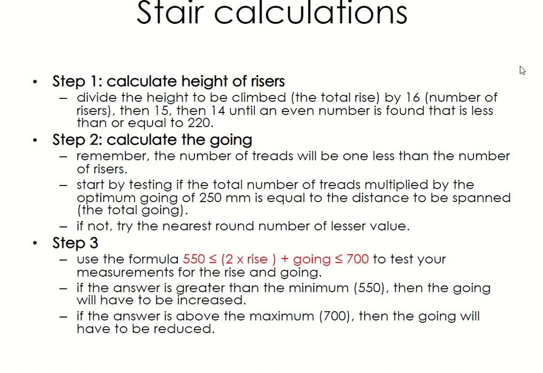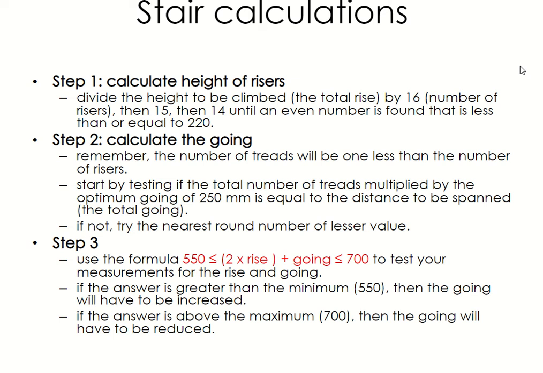So before we do them, the stair calculation. I've broken it into 3 steps. I suppose there's kind of 4 steps, but there's 3 steps here. Step 1 is to calculate the height of the riser, in other words, the height of each individual step. So you divide the height to be climbed, which is the total rise, from ground floor up to the ceiling height.